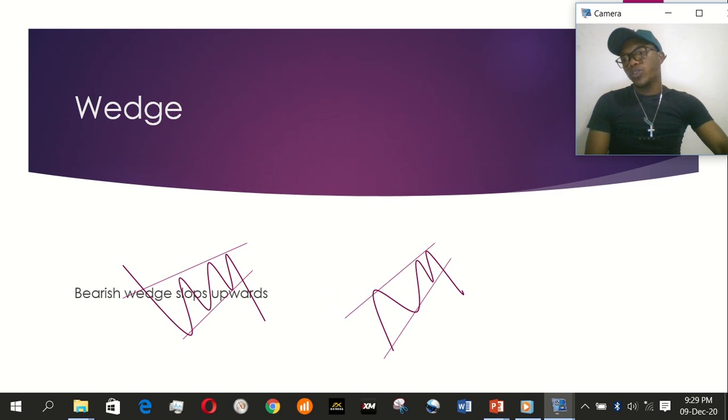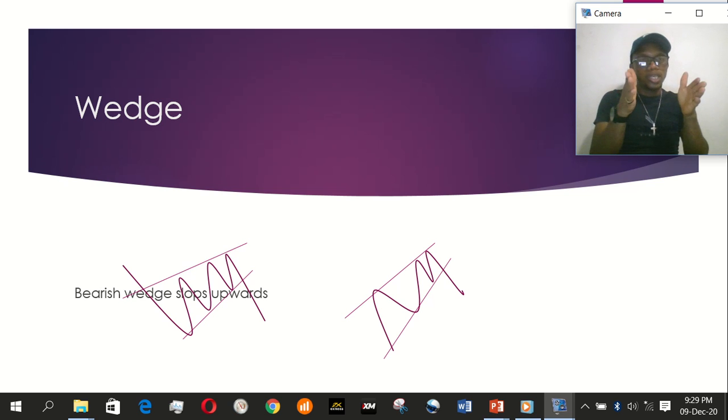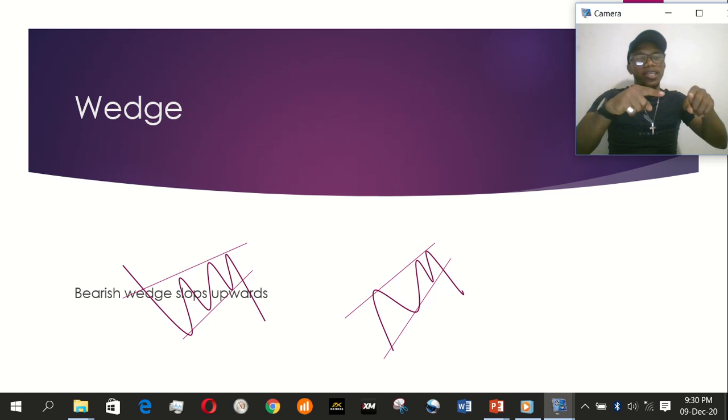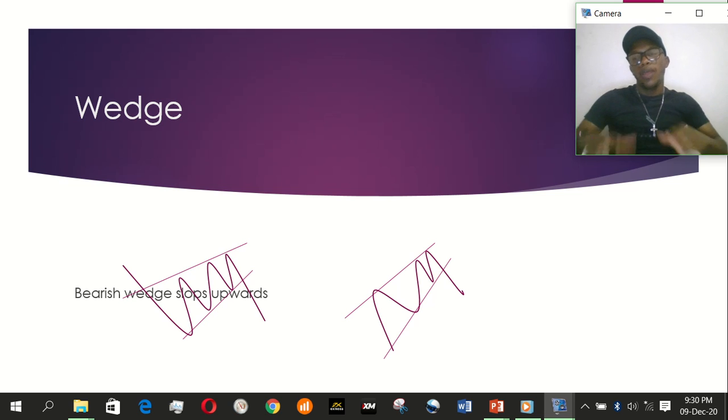So there is also what you call a wedge. What is a wedge? A wedge is like a channel. It's not a channel that is parallel, but the lines converge. If the channel can go a long way, it can unite along the way. So there is what we call a bearish wedge.